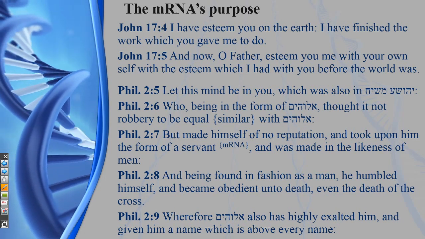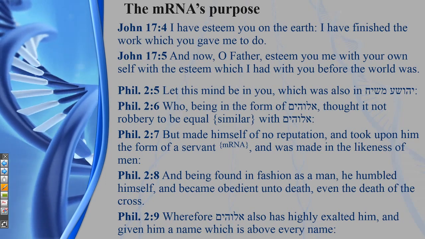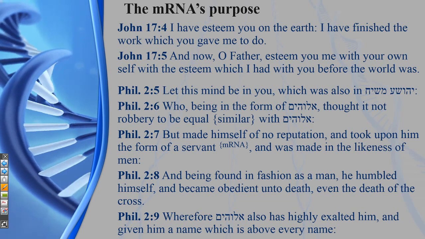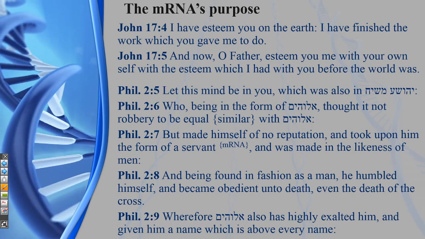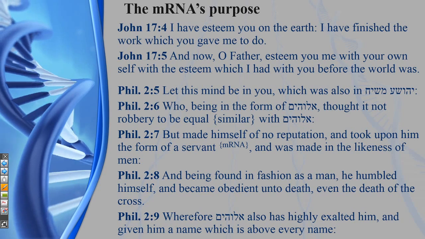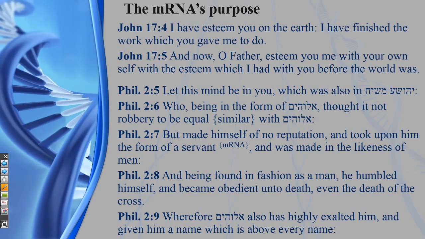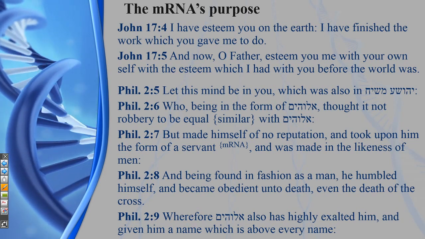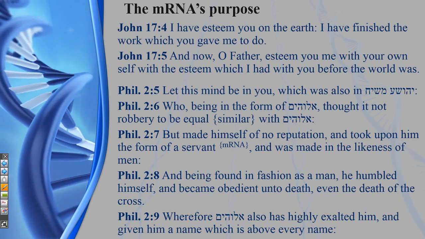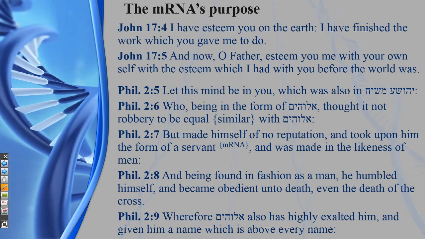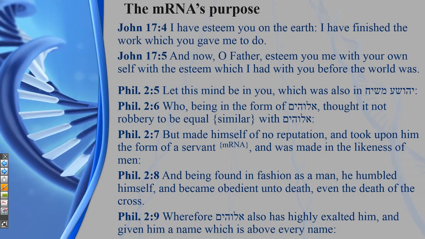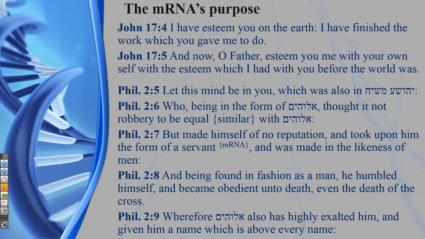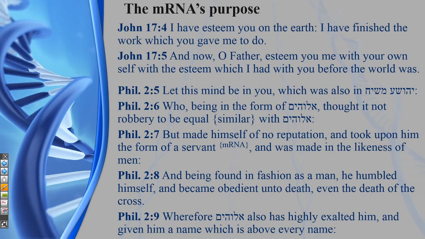So verse 8 says, and being found in fashion as a man, he humbled himself and became obedient unto death, even the death on the cross or the stake. Wherefore Elohim also has highly exalted him and has given him a name which is above every name. All right? So does everyone see a picture of how the Mashiach or the Messiah is a picture of RNA, and how the DNA is still in the nucleus? Okay, great. We'll see something in just a minute.